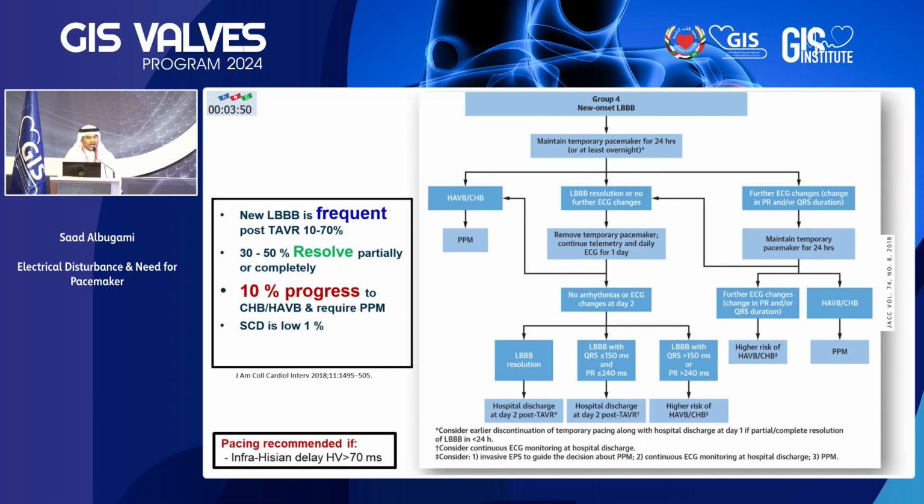If the delay of the His bundle is more than 70 milliseconds, then probably they should be offered a pacemaker before discharge. Left bundle branch block is frequent post-TAVR, in 10 to 70% of patients. 30 to 50% of those patients resolve partially or completely. 10% of patients progress to complete heart block. Luckily, late sudden cardiac death is only 1%.